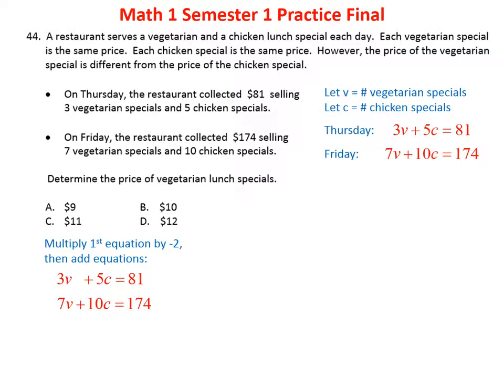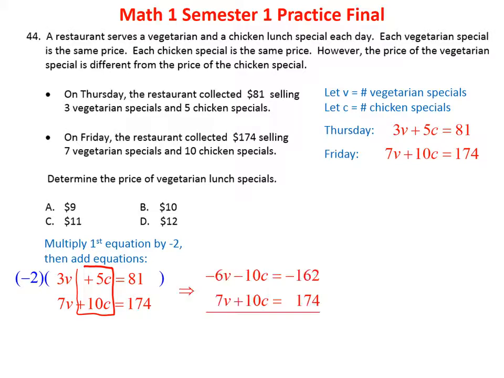Now, when I look at this, the thing I notice is a 10 and a 5. If I multiply the first equation by -2, this would give me a -10, and I could eliminate my chicken and find out how much my vegetarian is. When I add, the chicken is 0, and 7 minus 6 is 1, and so the answer is $12.